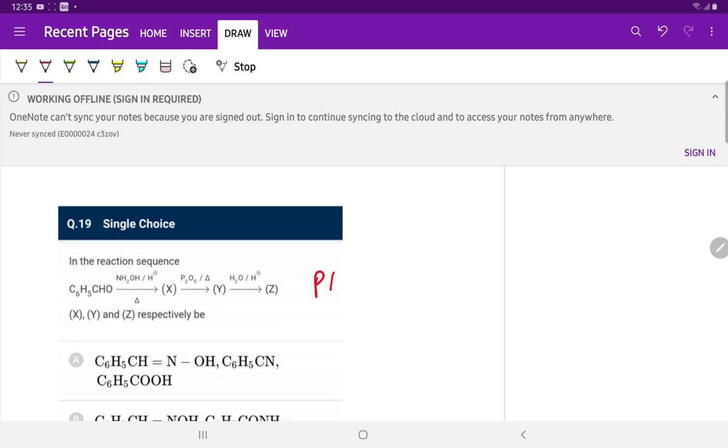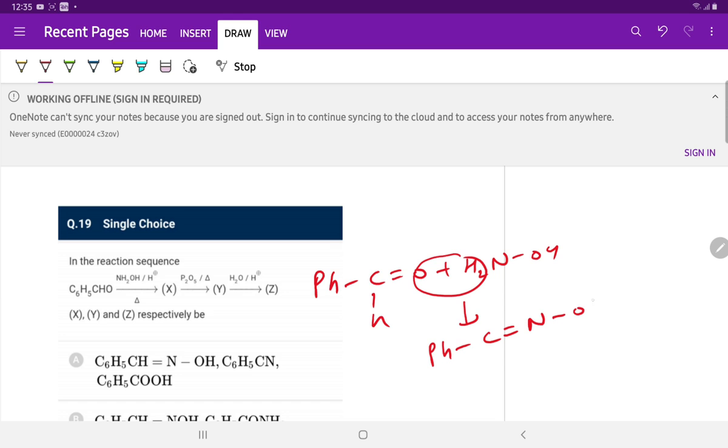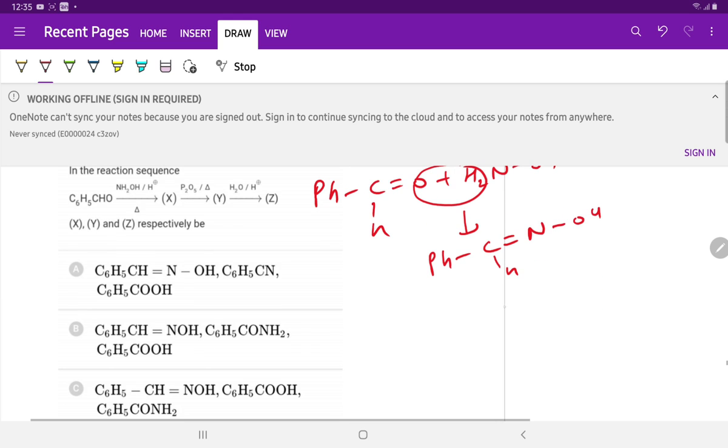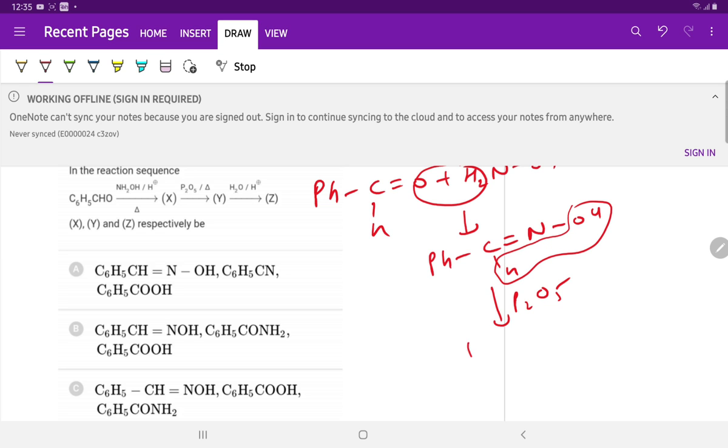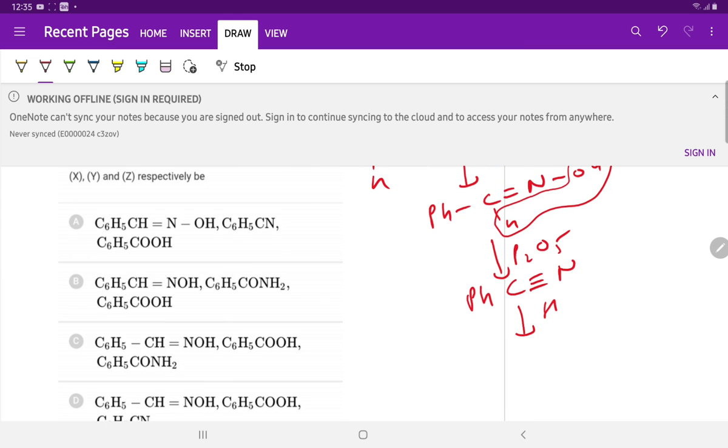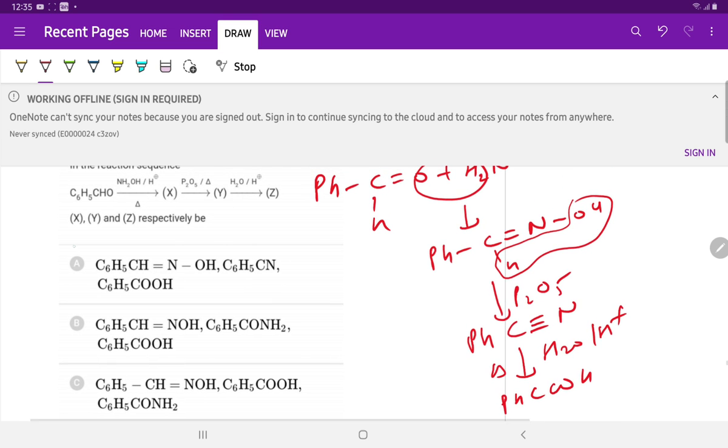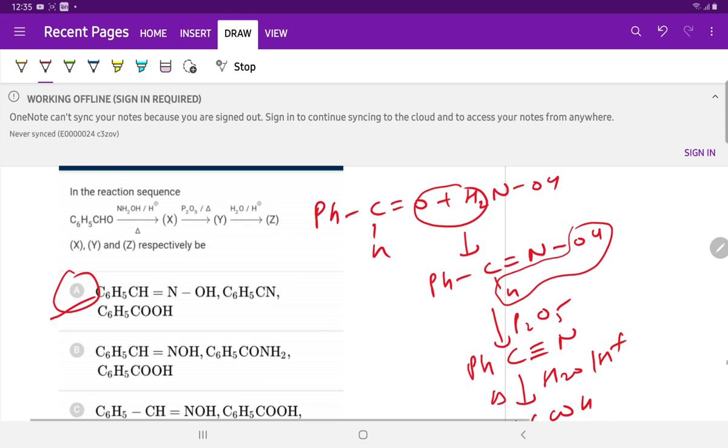Benzaldehyde reacts with hydroxylamine. There is removal of water, giving PhCH double bond N OH. P2O5 is a dehydrating agent, and this reagent removes water, so benzonitrile will form. On hydrolysis of the nitrile in acidic medium with heating, there is formation of benzoic acid. So option A is correct for question number 19.